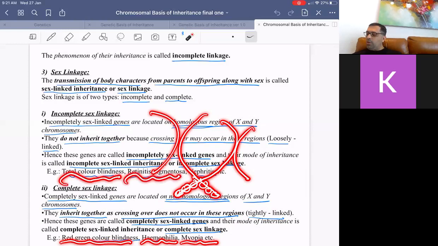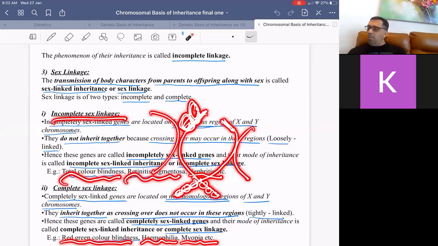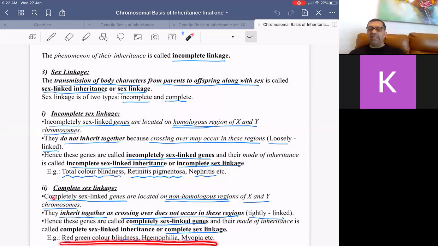They were for incomplete sex linkage, or complete sex linkage. On the non-homologous region, which genes do we have? Genes for red-green color blindness, hemophilia, myopia, etc. So they are for complete sex linkage. So these were the two types of sex linkages.